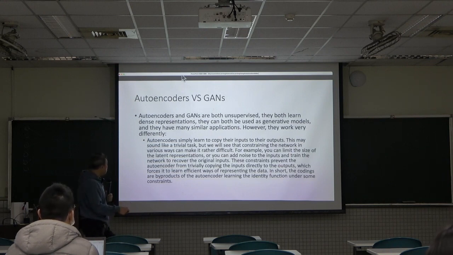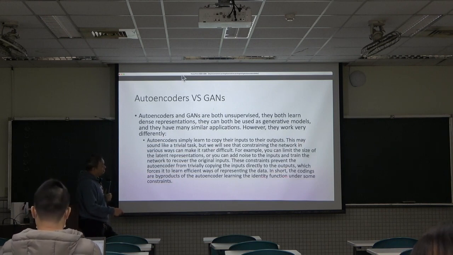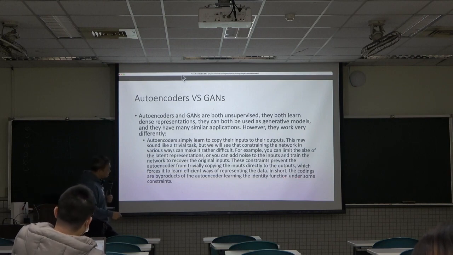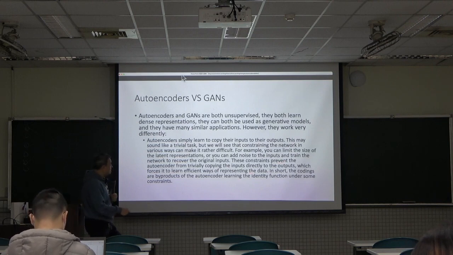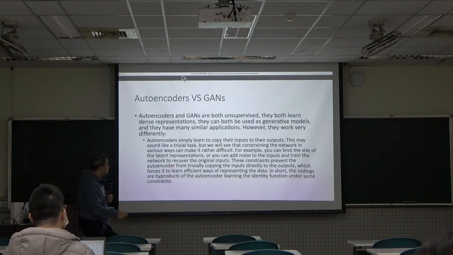This constraint prevents the autoencoder from trivially copying the input directly to the output, which forces the autoencoder to learn efficient ways to represent the data. So the coding is a byproduct of the autoencoder learning the identity function, because we want to copy the input to the output. This is pretty much an identity function, but we intentionally make it difficult, so we are able to learn the coding as a byproduct under this difficult constraint.